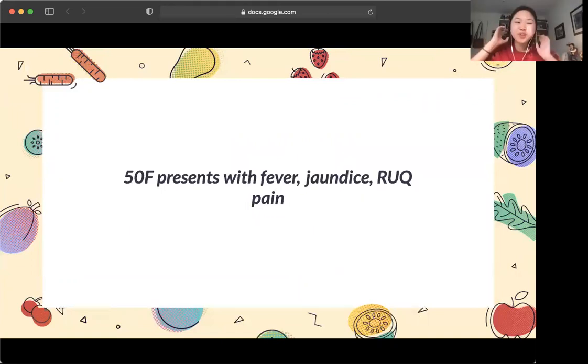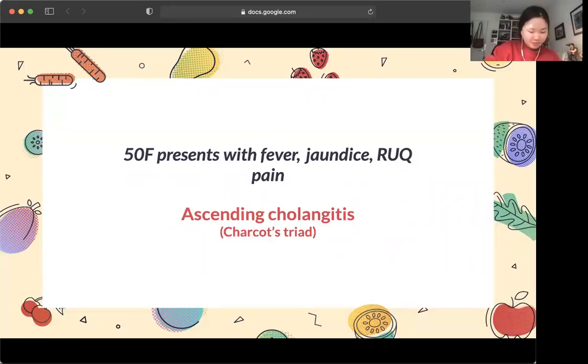Okay, we have a 50-year-old female. She presents with fever, jaundice, right upper quadrant pain. What are our differentials? We haven't even really been given time for, yeah. Anyway, basically ascending cholangitis.